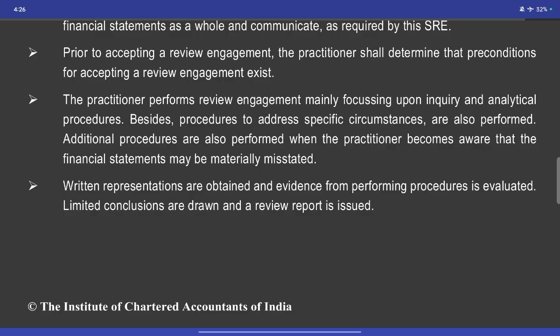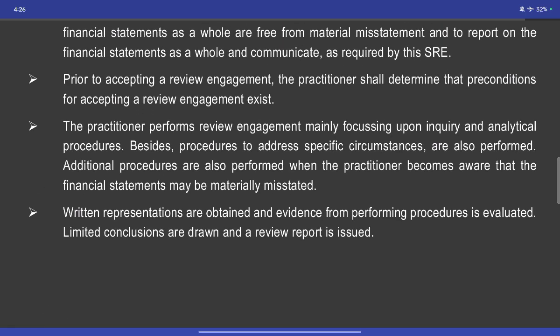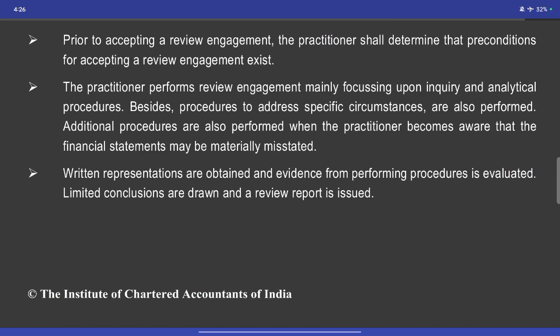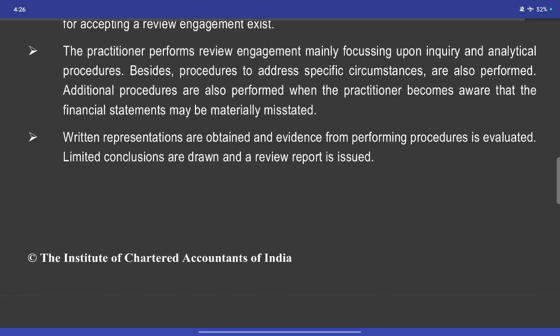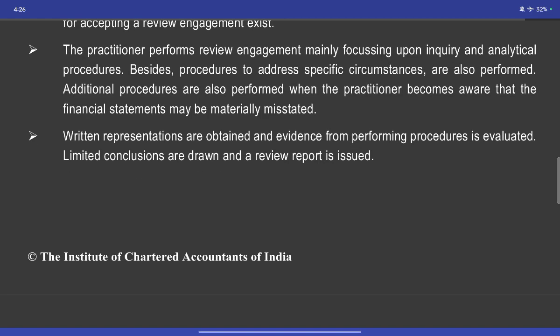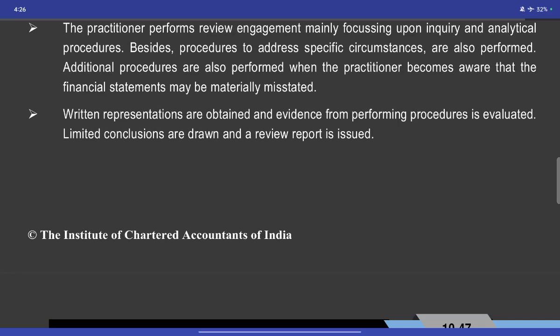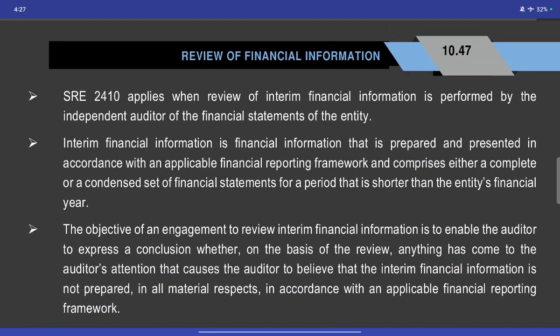Prior to accepting a review engagement, the practitioner shall determine whether the preconditions for accepting a review engagement exist. The practitioner performing a review engagement mainly focuses on inquiries and analytical procedures. Besides these, procedures addressing specific circumstances are also performed. Additional procedures are also performed when the practitioner becomes aware that the financial statements may be materially misstated. Written representations are obtained, and the evidence from performing procedures leads to the conclusion drawn before the review report is issued.